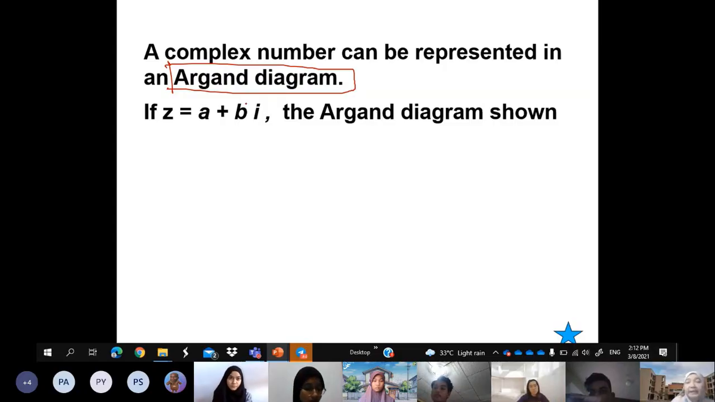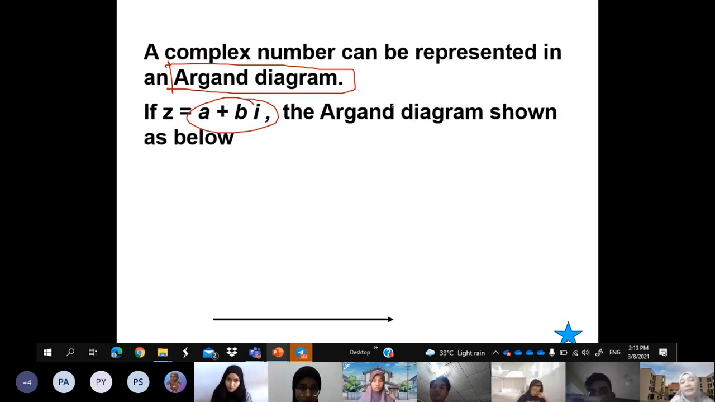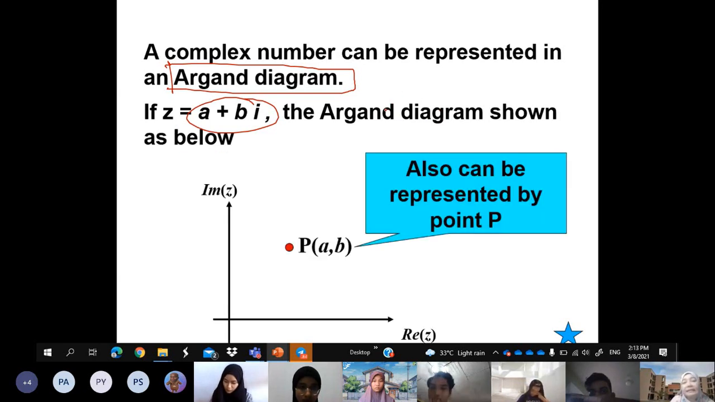Given A plus BI, an Argand diagram is shown. This is an Argand diagram, only a graph.